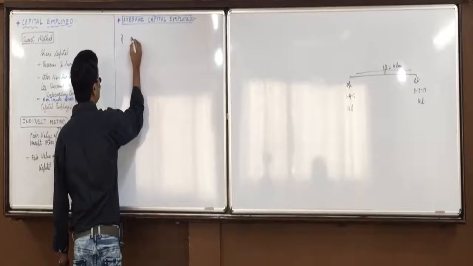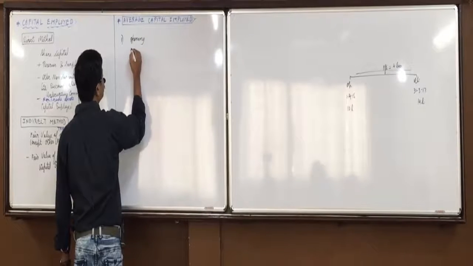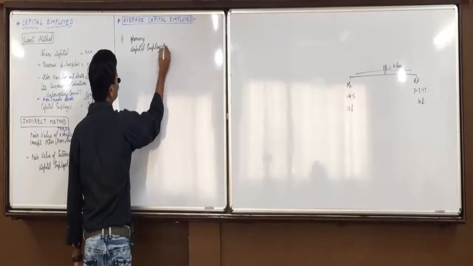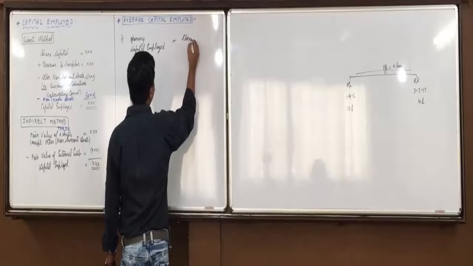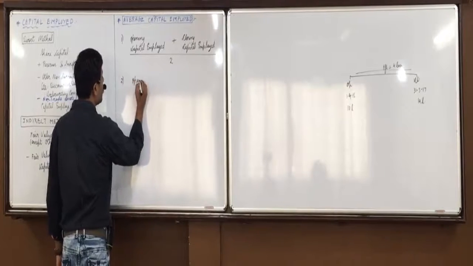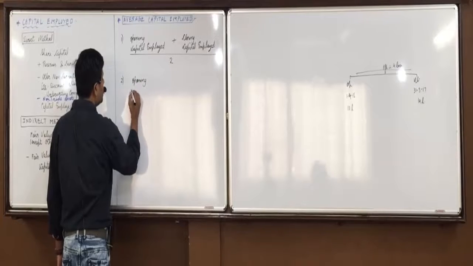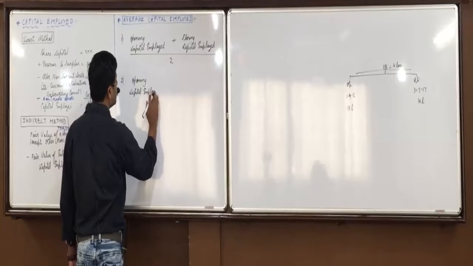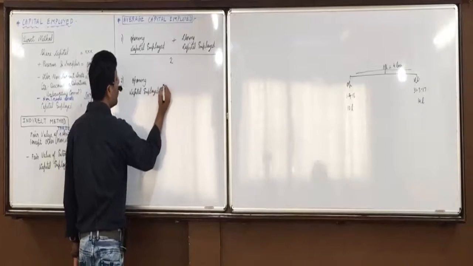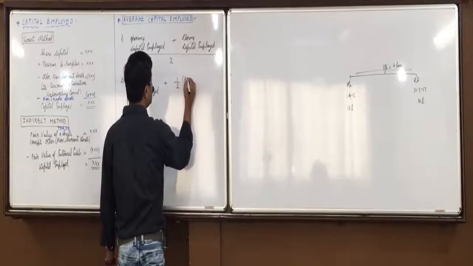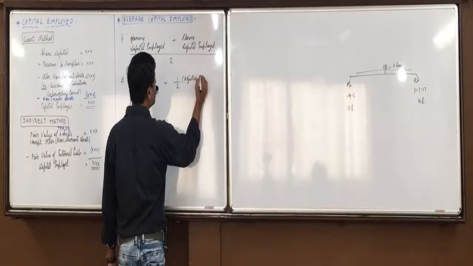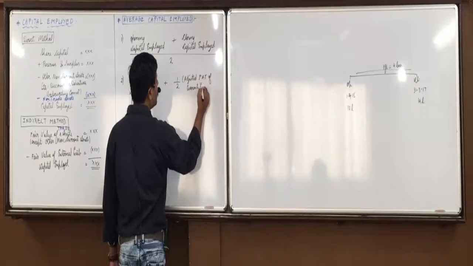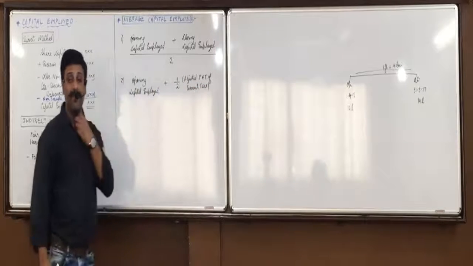First method is opening capital employed plus closing capital employed, divided by 2. Second is opening capital employed plus half of adjusted profit after tax of current year. See this language carefully, okay? Whenever we'll have to do it.